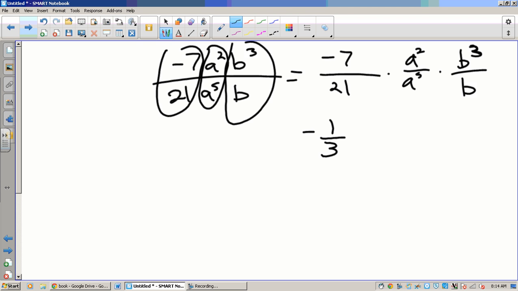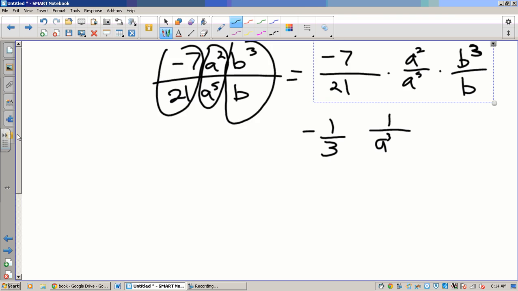Who can simplify a to the second over a to the fifth? What does that equal? Jacob. It would be 1 over a to the third. Remember, when we have like terms, what do we do? Subtract. Yeah, you subtract the like terms when we're dividing like that. So 5 minus 2 is 3. There's more on the bottom than there are on the top, so those go here.